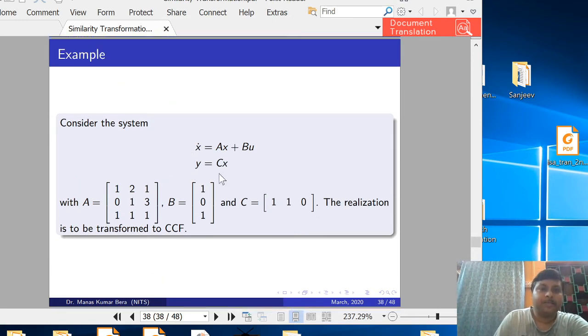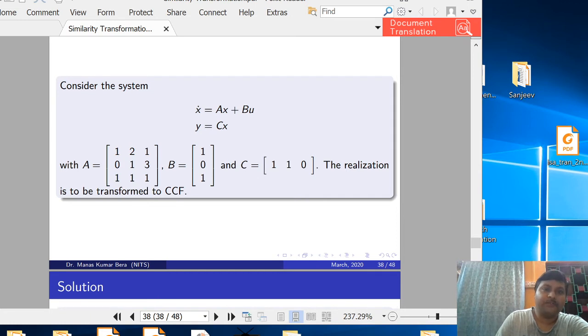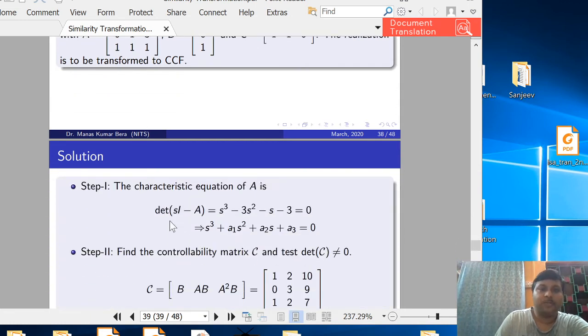Suppose a system is given where A is a 3 by 3 matrix, B is this, and C is this, and you see it is not in controller canonical form. It has been asked that the realization be transformed to controller canonical form. How can we do this? We just have to follow the steps. First, we find the characteristic equation of this A matrix. We found the determinant of sI minus A, and identified what a1, a2, and a3 are.